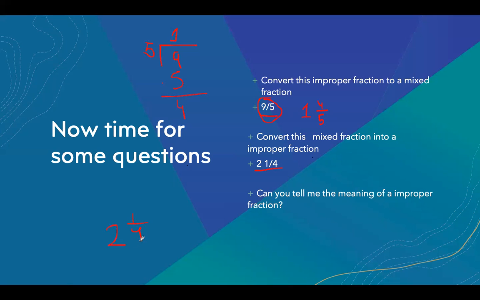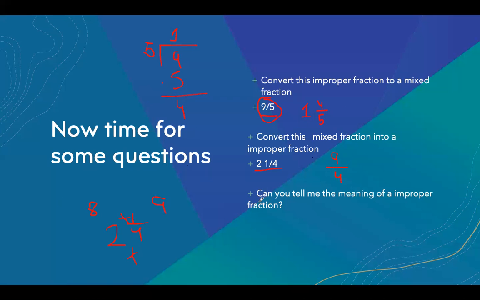So what did I say to you? First we multiply 2 by 4, which gives 8. And then we add the product of these two with 1. So 8 plus 1 is 9. And the denominator remains the same. So what I've got is 9 by 4. I've got the answer 9 by 4 right over there.